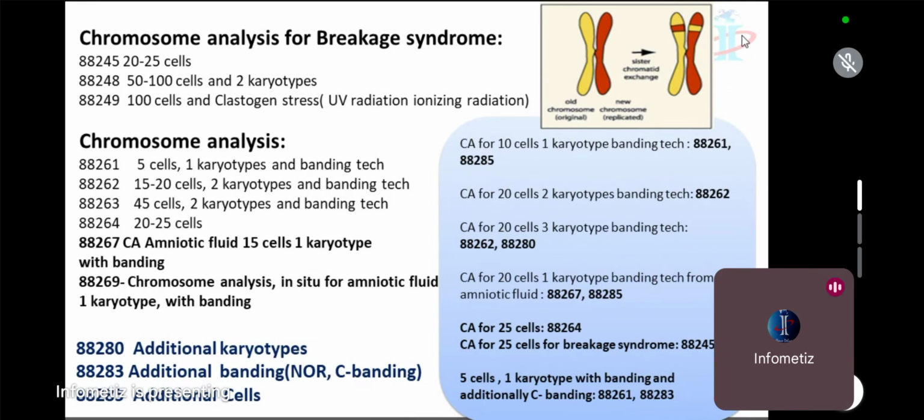Now, again, what is the difference between these four codes? Chromosomal analysis: 61 counts 5 cells, one karyotype, one banding technique. 62: 15 to 20 cells, 2 karyotypes, 1 banding technique. 63: 45 cells, 2 karyotypes, 1 banding technique. And 64: 20 to 25 cells, no karyotype, no banding.